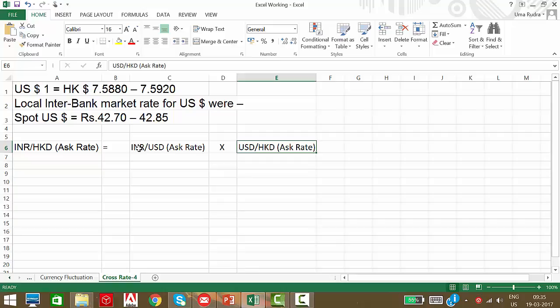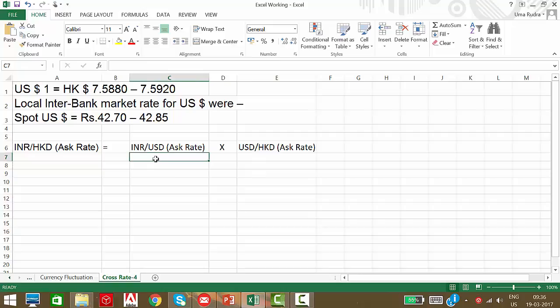Here, INR per 1 US dollar ask rate. Here, US dollar per 1 HKD. So US dollar will be struck off, and I will get INR per HKD. And why ask rate? Because the bank is covering itself through buying Hong Kong dollar from London market.